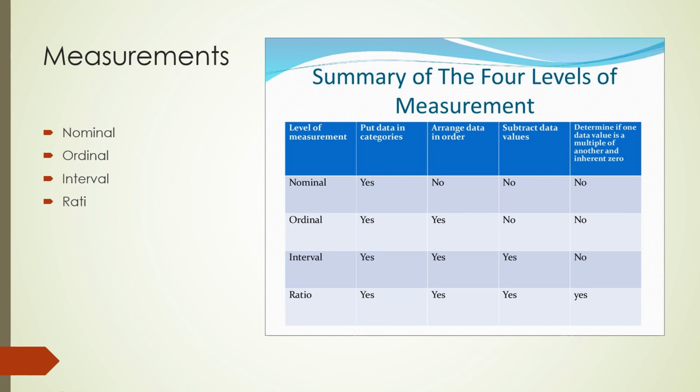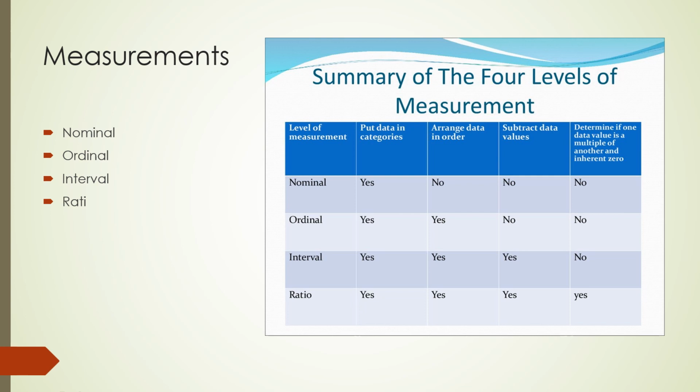With ordinal, they're actually arranged in order. However, there's degrees of difference, but there's no inherent 0 in the ordinal. So the way I remember is ordering something from a toddler, an adolescent, a young adult, an adult, and there is some degree of difference in them, and you can arrange them in an order, but you can't subtract the data values, and there is no inherent 0.